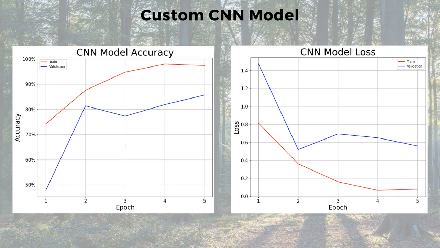Though the CNN model performed slightly worse compared to the transfer learning model, it was self-defined to suit our specific needs, and it offered us greater control over the architecture, allowing for more tailored optimizations and adjustments.